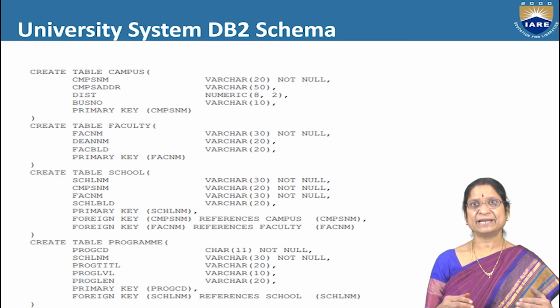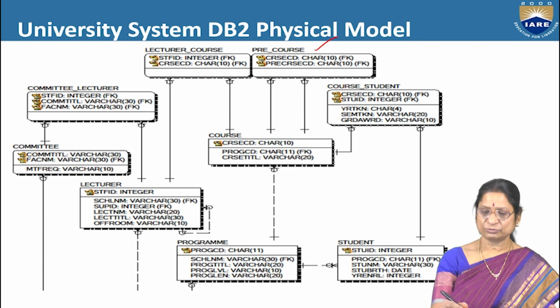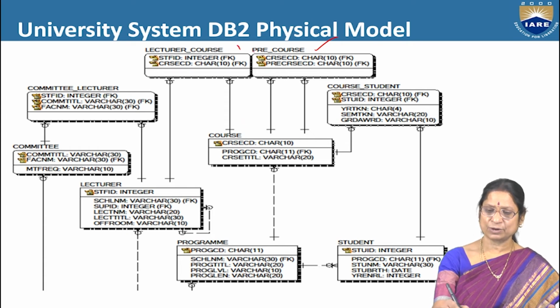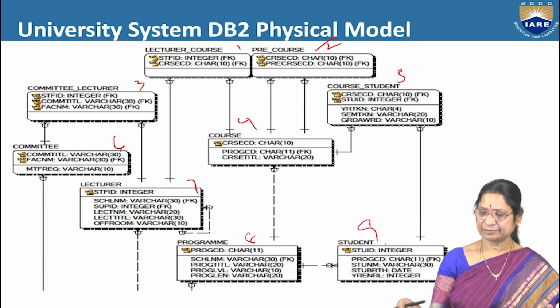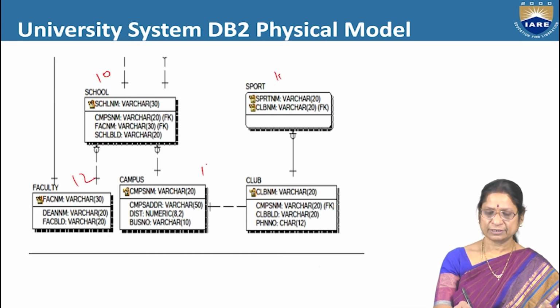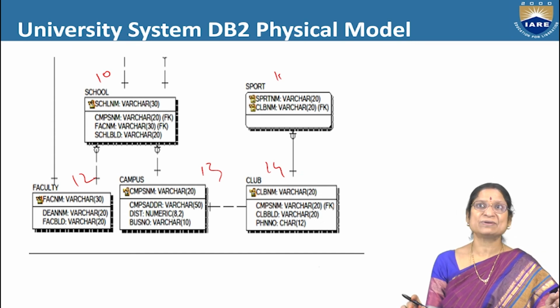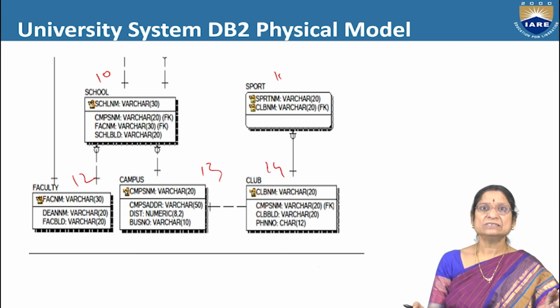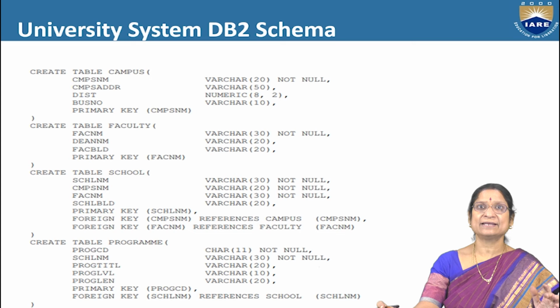So various tables we identified. Now all these tables, that is the physical model, how many tables we identified? Those tables have to be stored by us. 1, 2, 3, 4, 5, 6, 7, 8, 9, 10, 11, 12, 13, 14. 14 tables we identified. 14 relations we identified actually. So these 14 tables we have to create, and together we will consider it as a university database.